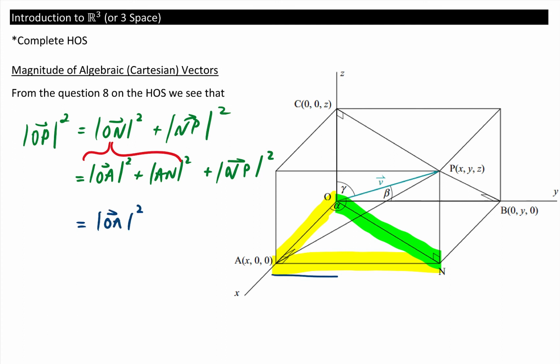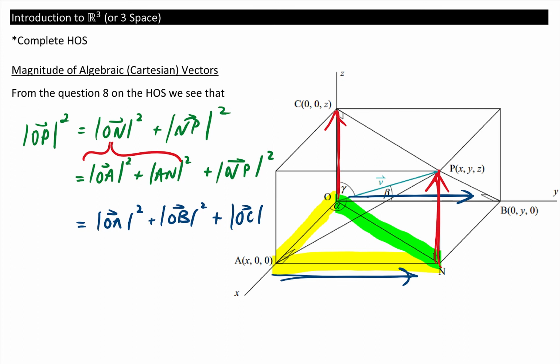We see that AN, which is this vector here, is the same thing as O to B. So this is plus OB squared. And NP, which is this vector here, is the same thing as this vector here, O to C. So this is OC squared. And notice, if you look at those vectors, OA, OB, and OC, they just have the components x, y, and z. Therefore, we have that OP squared, or the magnitude of vector v, is equal to x squared plus y squared plus z squared.